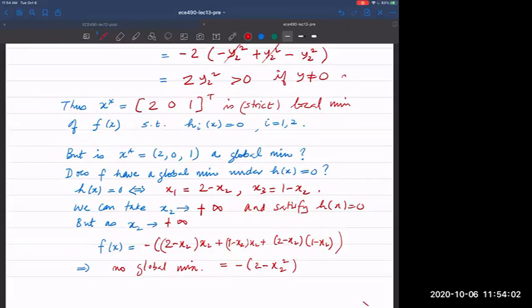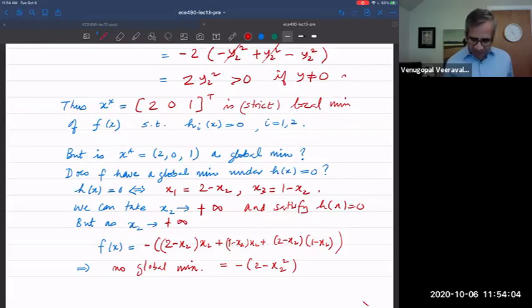So this will actually go to infinity whenever the norm of x goes to plus infinity, because it's just the square of x2, and x1 is written in terms of x2. So for any vector x whose norm goes to infinity, this is going to plus infinity. So take that back. A global min exists.